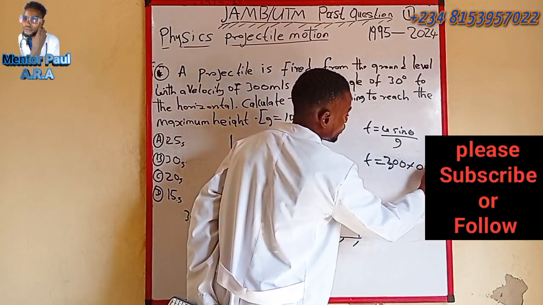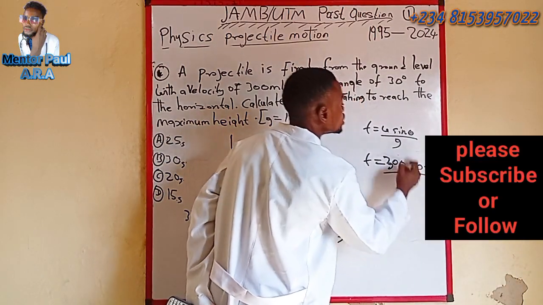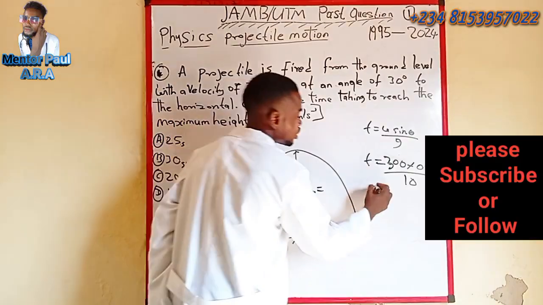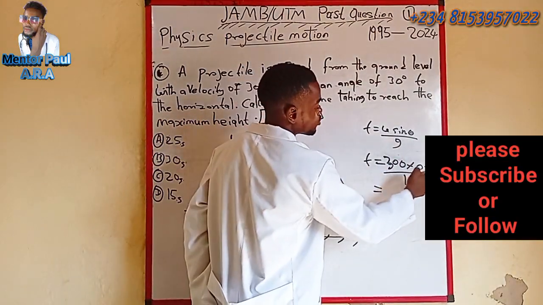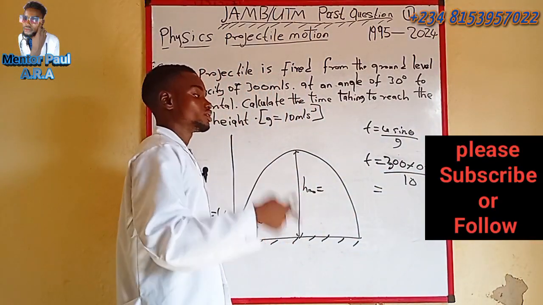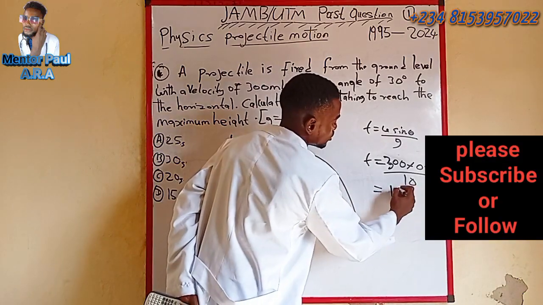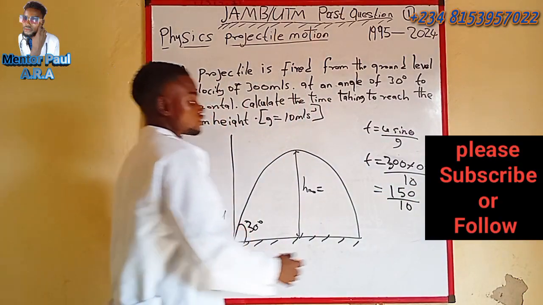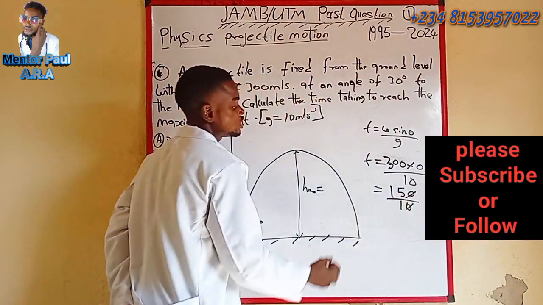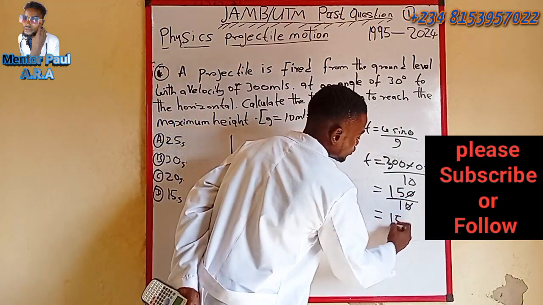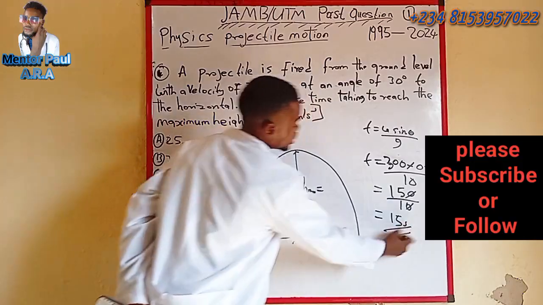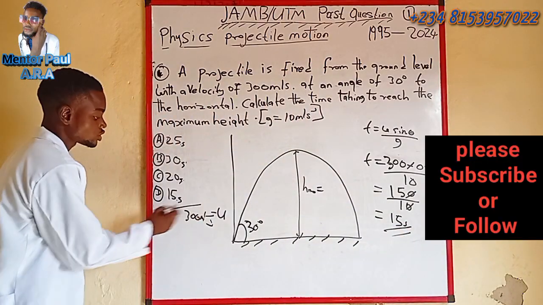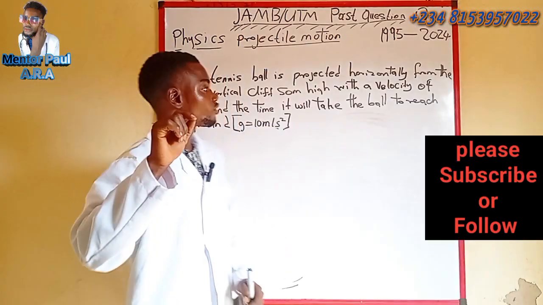So multiply by 0.5 over 10, which is the acceleration due to gravity. This is going to give us 300 multiplied by 0.5, which means half of 300. Half of 300 is 150 over 10. So we have to calculate. From here, this cancels, and 15 over 1 is going to give us 15 seconds. From the options, we have it at option number D. Let's move on from this question.